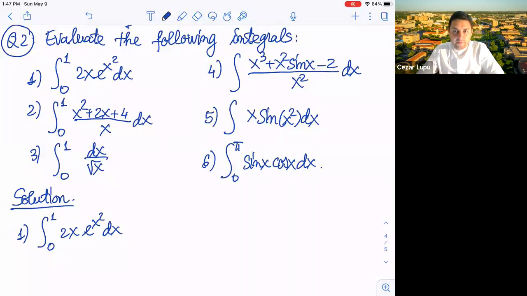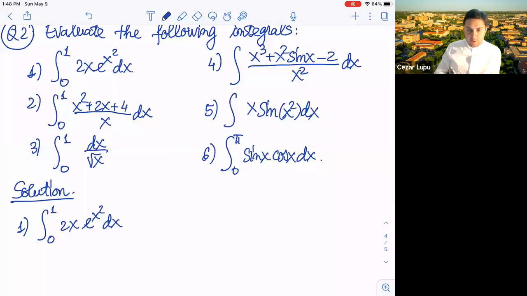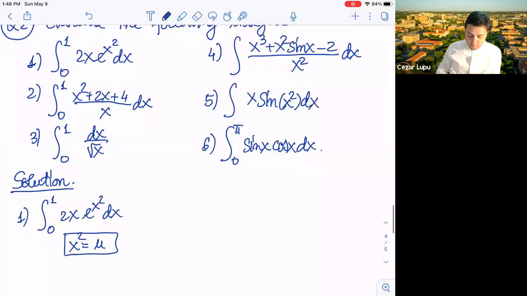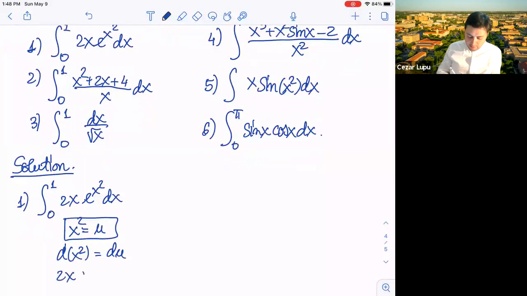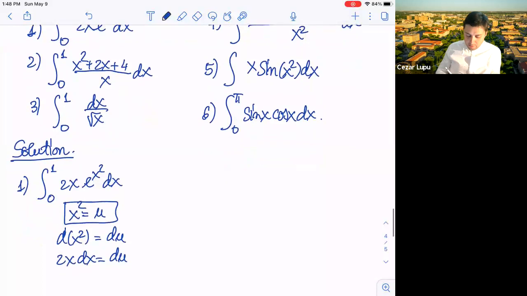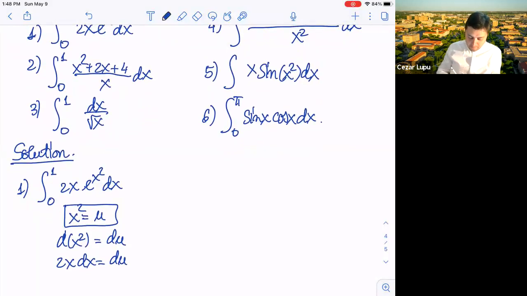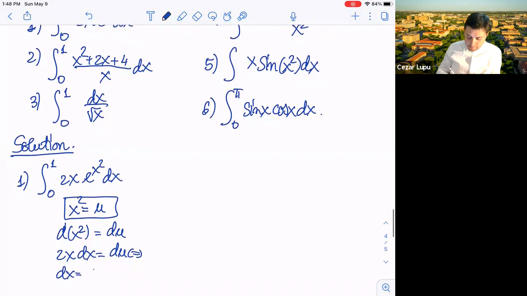Exactly, u sub, right? Eric says u substitution, exactly. So maybe we could use a u sub here. These are good suggestions. So x squared equals u, right? So we're going to use this substitution. All right, great. So let's take the differential here. It will be d of x squared is du, or equivalently 2x dx is du. Or if you want, you can write dx equals 1 over 2x du.